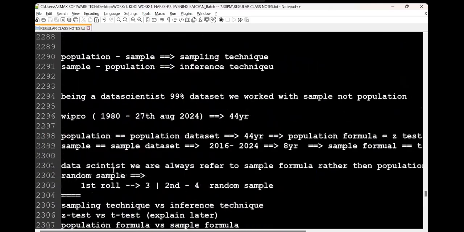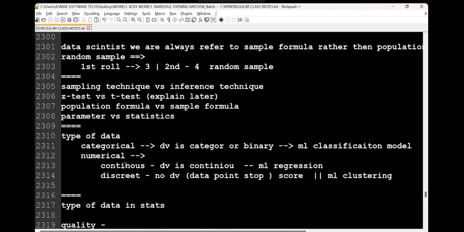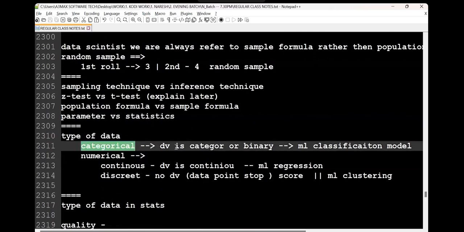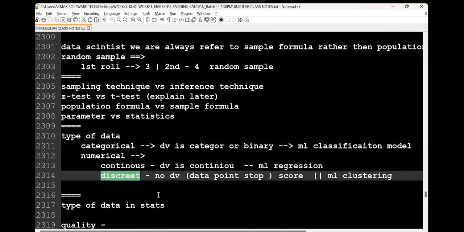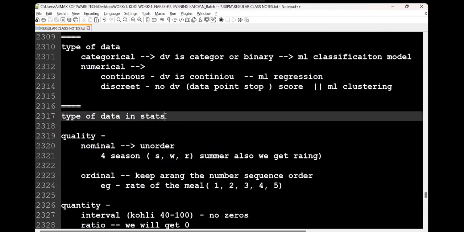And then we have types of data. I mean categorical, numerical. Continuous, discrete, categorical. Categorical is machine learning classification. Continuous is machine learning regression. Discrete is machine learning clustering. Clear?